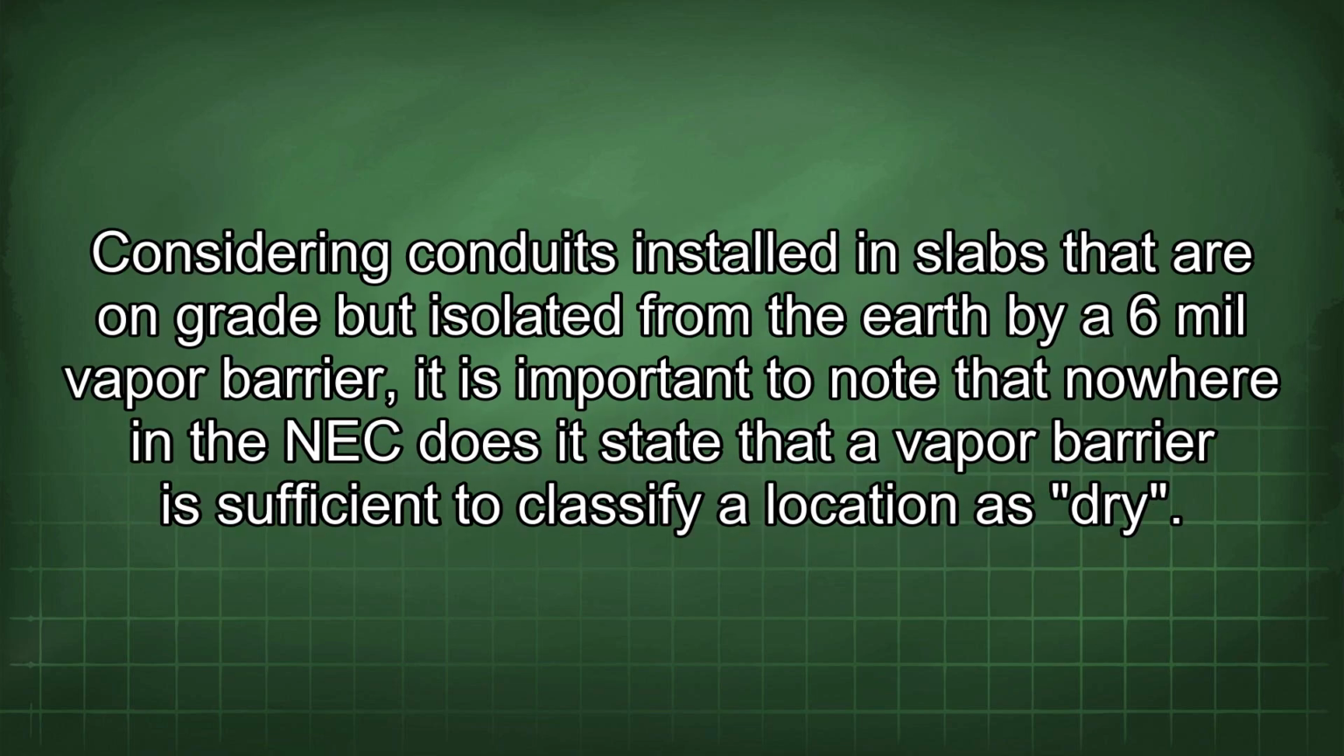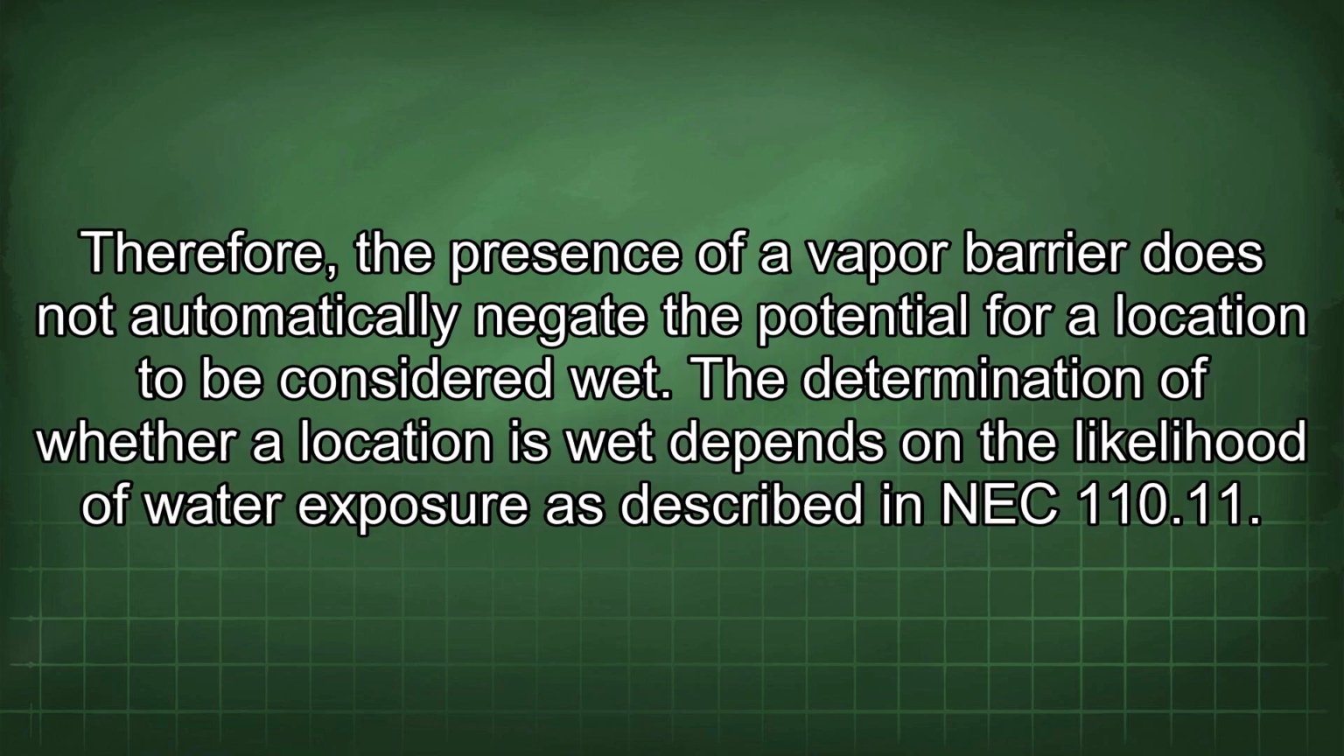Considering conduits installed in slabs that are on grade but isolated from the earth by a 6 mm vapor barrier, it is important to note that nowhere in the NEC does it state that a vapor barrier is sufficient to classify a location as dry. Therefore, the presence of a vapor barrier does not automatically negate the potential for a location to be considered wet. The determination of whether a location is wet depends on the likelihood of water exposure as described in NEC 110.11.